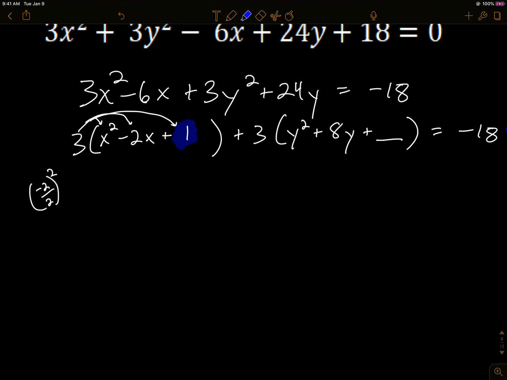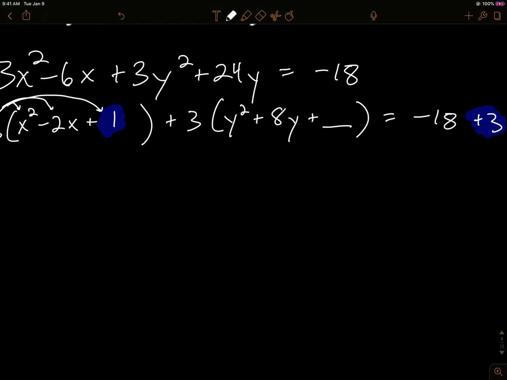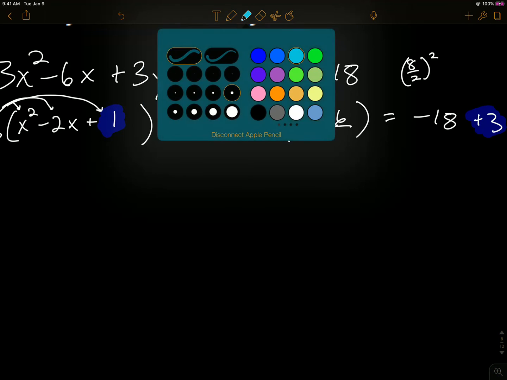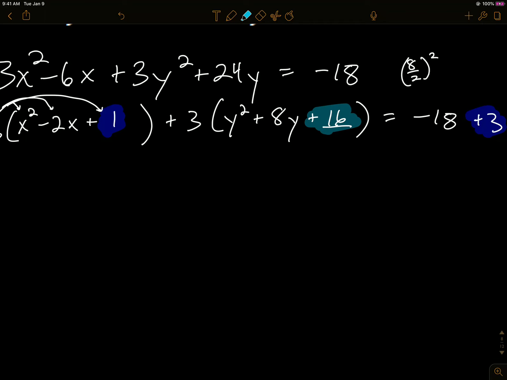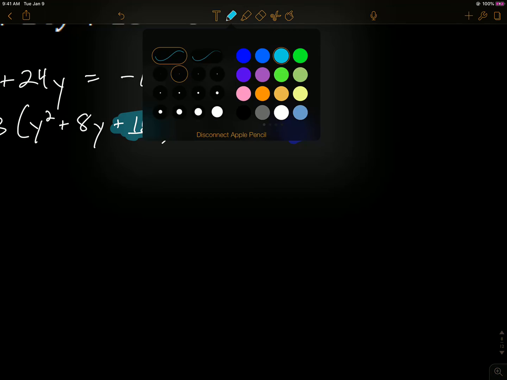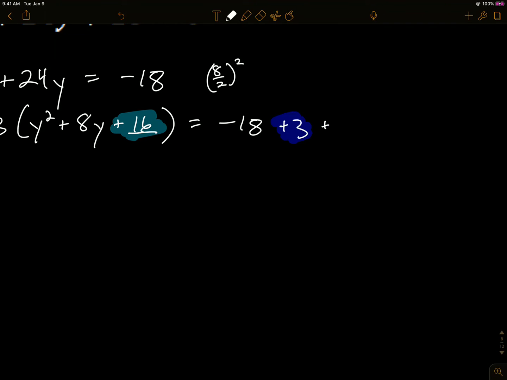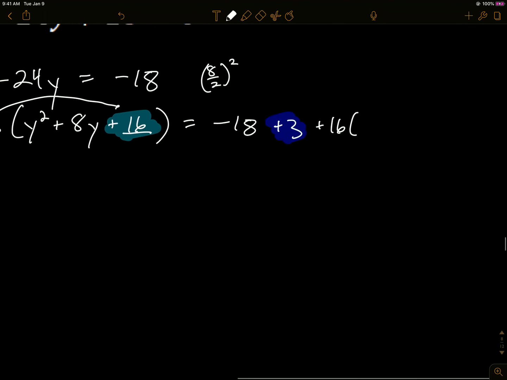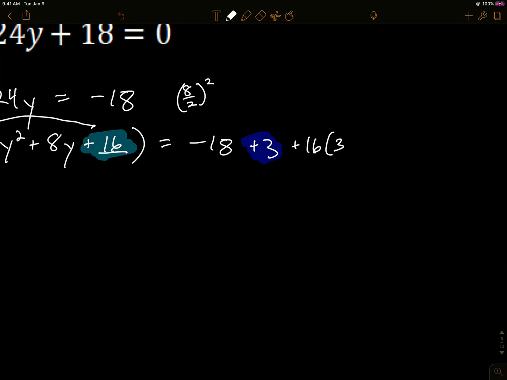Let's do the same thing with our y's. If I take that 8, divide it by 2, and square it, that's how I complete the square. I get a 16. So if I added a 16 over here, I'm going to add a 16, but times the 3 that would get distributed to it. And that's what I'm adding over here.